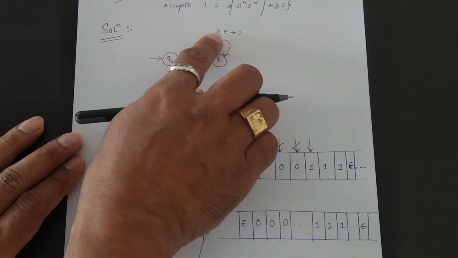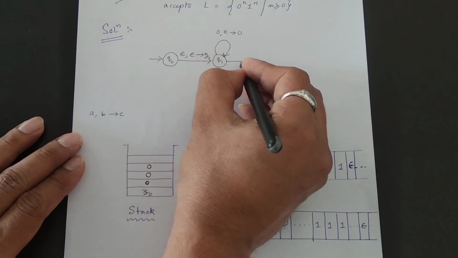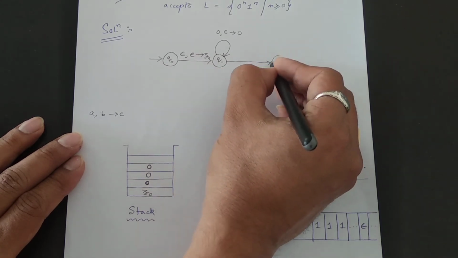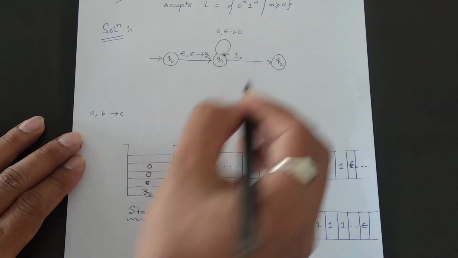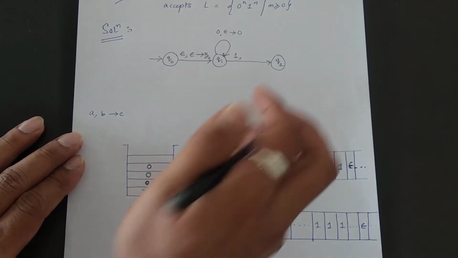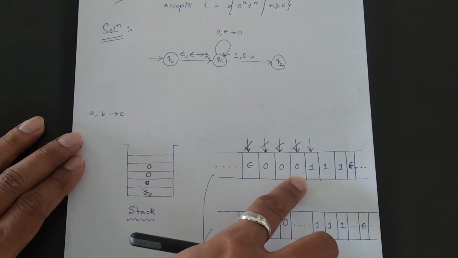Once the input symbol differs, automatically the transition will also change. So it will move to another state, that is Q2. And what is the input symbol? 1. What is the top of the stack now? 0 is the top of the stack. And what is to be pushed? Now the entire pushing operation is done.